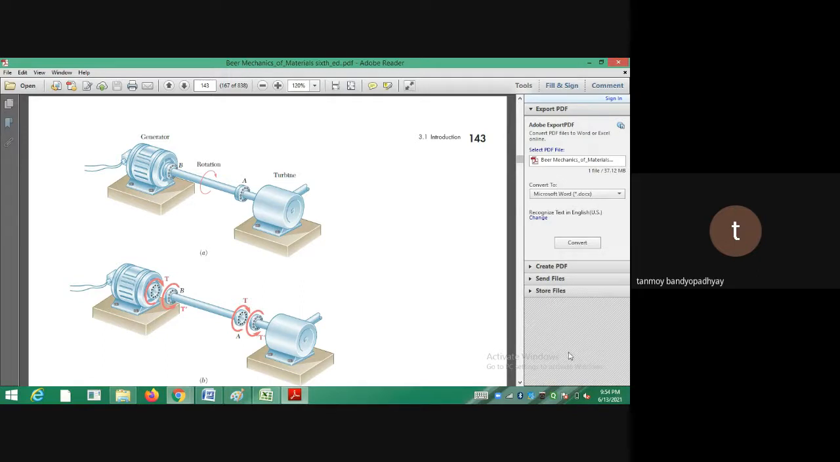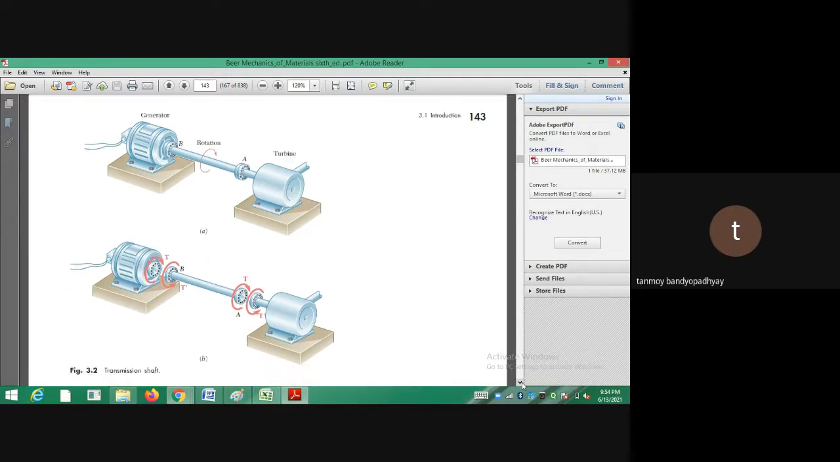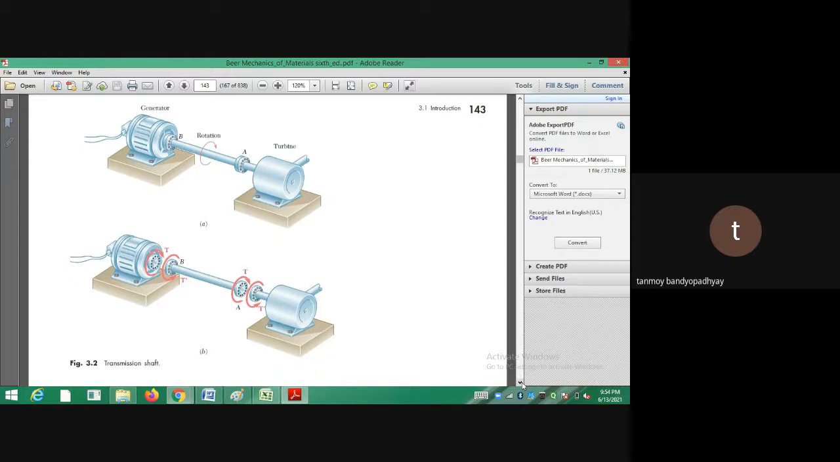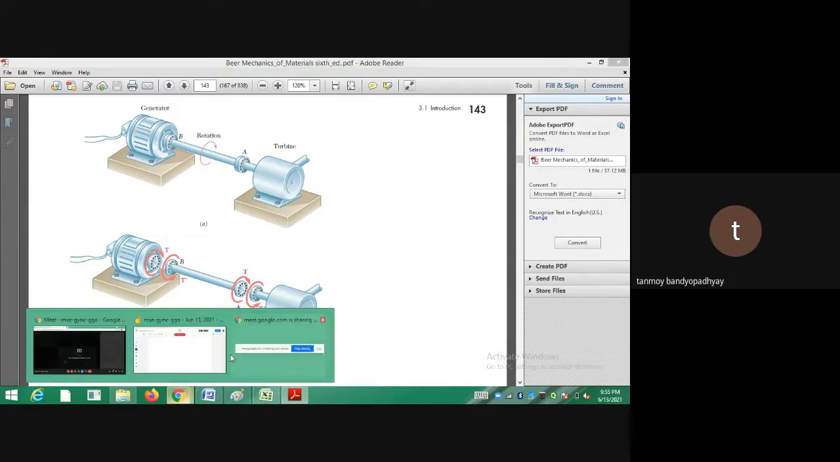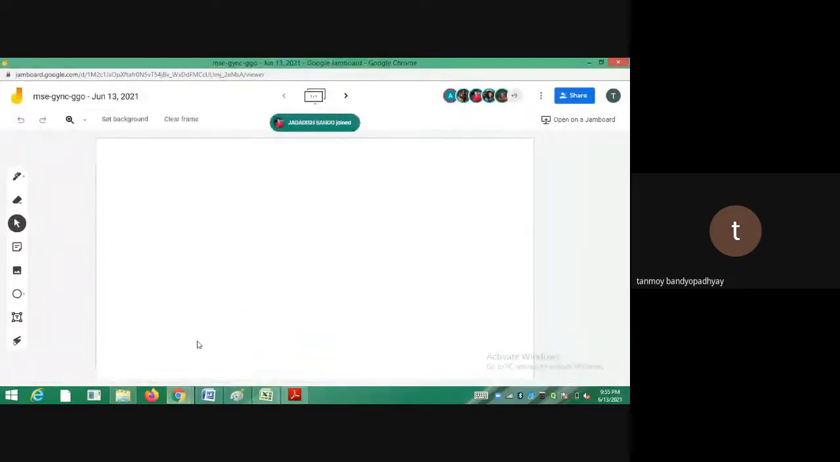So if you see in this picture that's being presented, there is a shaft. The shaft is in rotation, and the rotation has been caused by a generator or a motor. So this is a case of torsion.